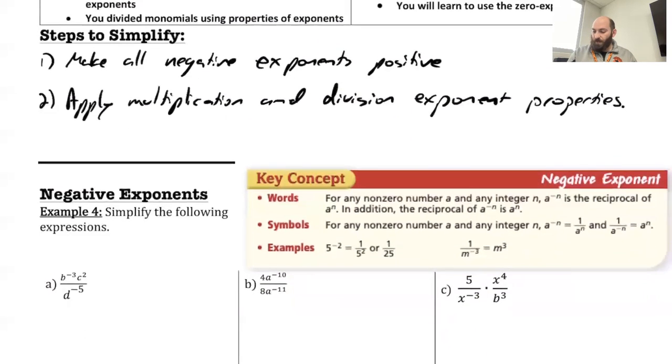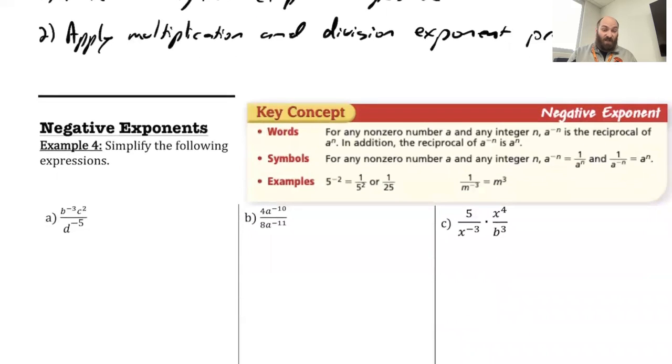So first thing, negative exponents. For any non-zero number a and any integer n, a to the negative n is the reciprocal of a to the n. Okay, so what that means is it looks like this. If I have a to the negative n, that turns into 1 over a to the positive n. This is why that works.